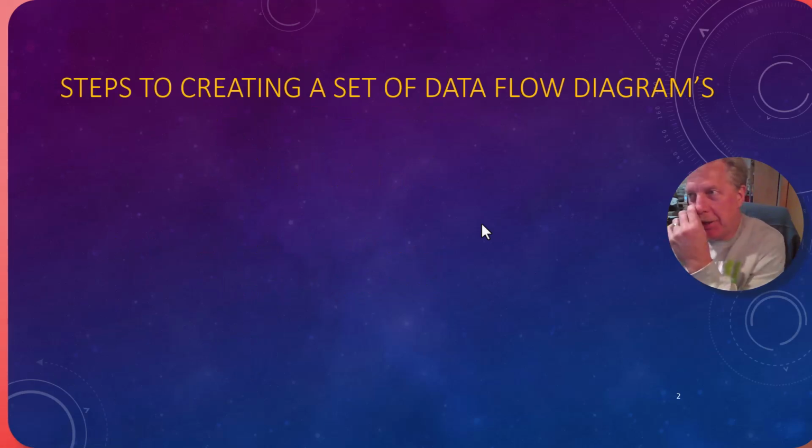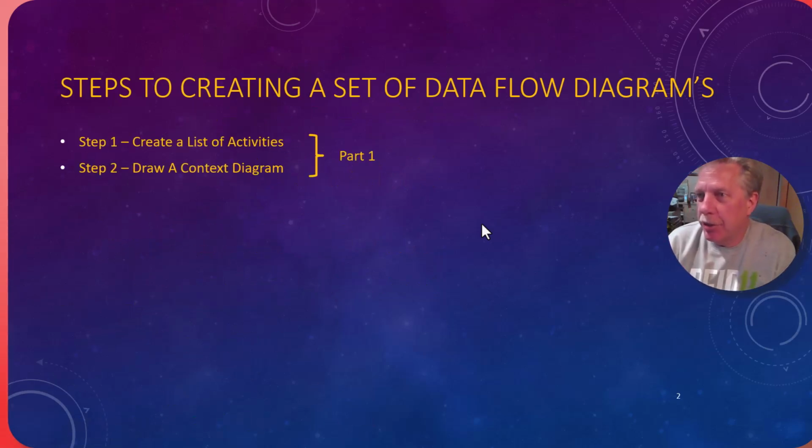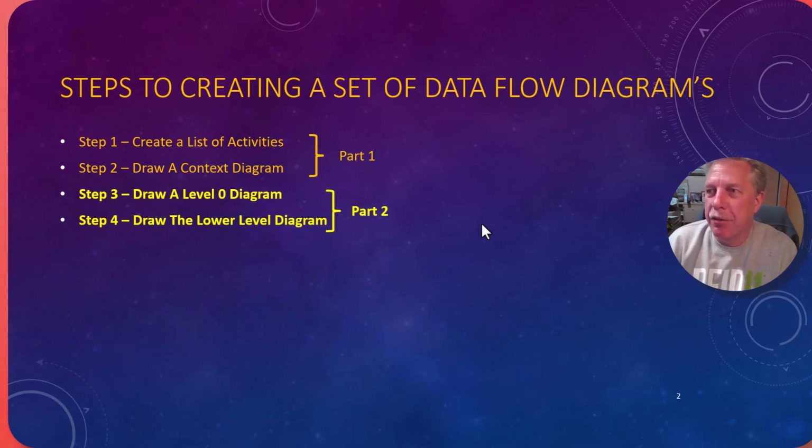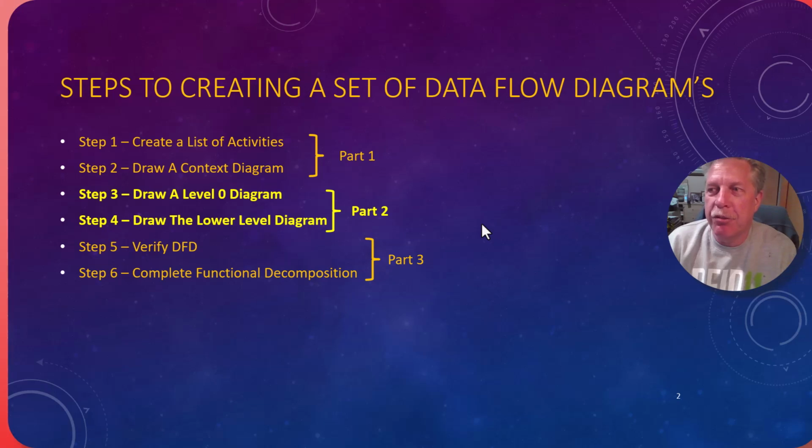So, steps to creating a set of data flow diagrams. We had talked about this in our last video that the first two steps are creating a list of activities and then drawing a context diagram. We covered that in our first video. And today we're going to be covering how to draw a level 0 diagram and how to draw the lower level diagrams. And then in part three, we're going to go through the steps to verify the data flow diagram and then completing a functional decomposition.